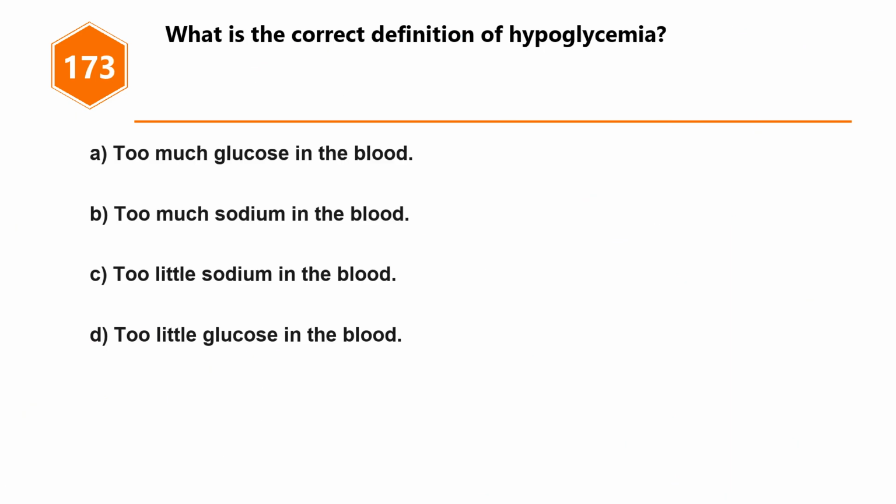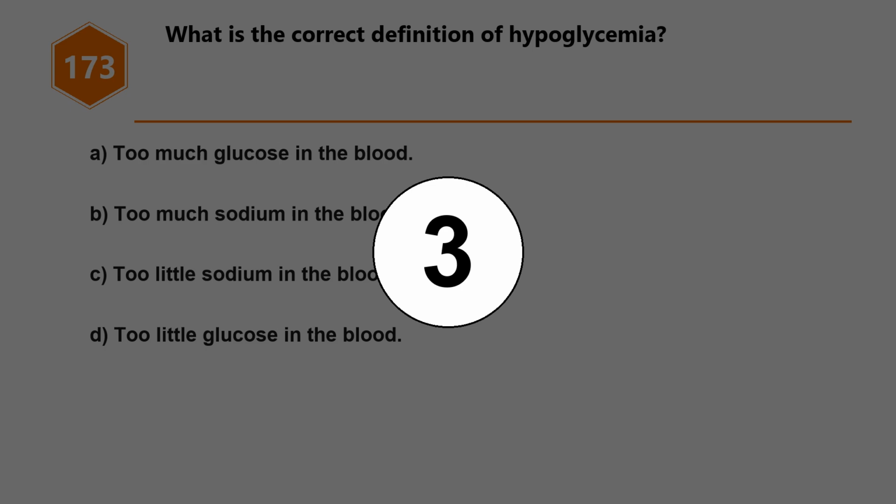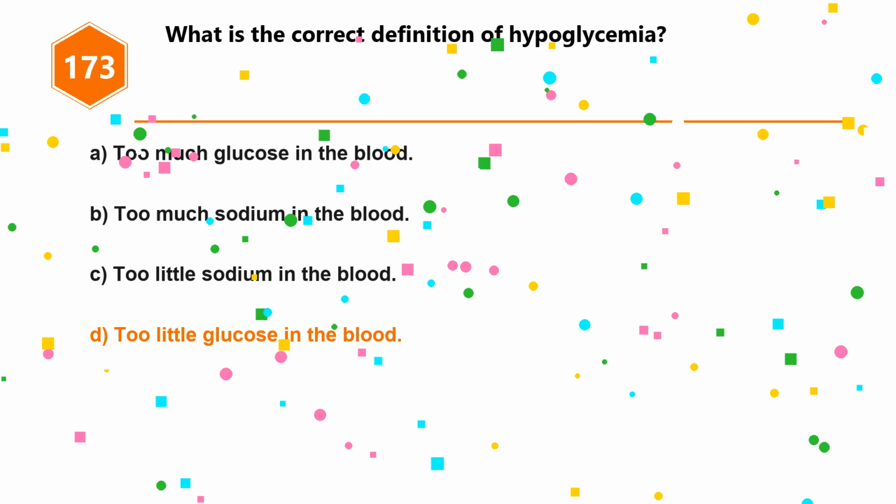Question 173. What is the correct definition of hypoglycemia? Option A, too much glucose in the blood. Option B, too much sodium in the blood. Option C, too little sodium in the blood. Option D, too little glucose in the blood. The correct answer is option D, too little glucose in the blood.